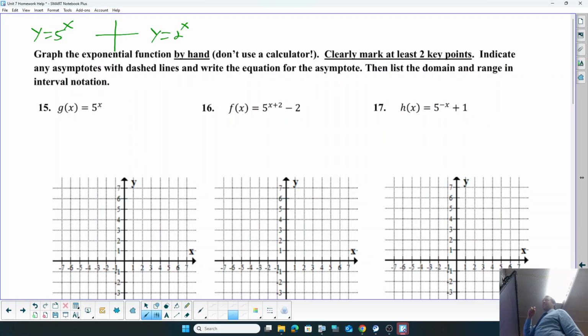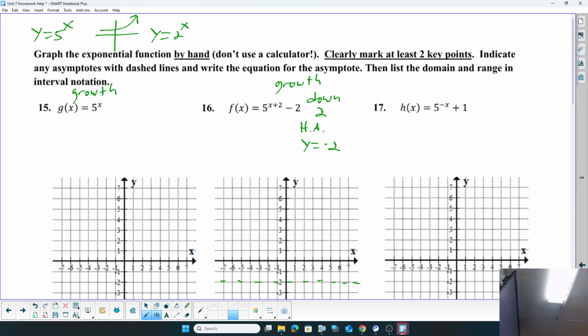And so whatever your base is, if your a value is greater than 1, basically not a fraction, then it'll be something like this. Exponential growth. And so this one would be growth because that's 5 to the x power. This one would still be growth, but you are shifted down 2, or you'd say your horizontal asymptote is y equals -2. So that would be like down here, at -2.